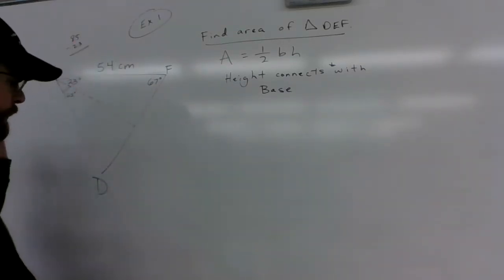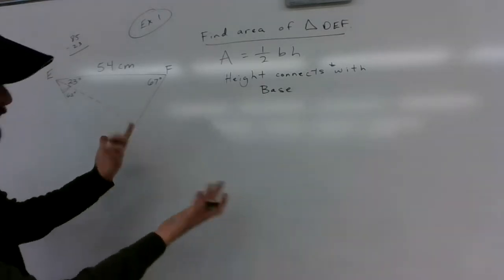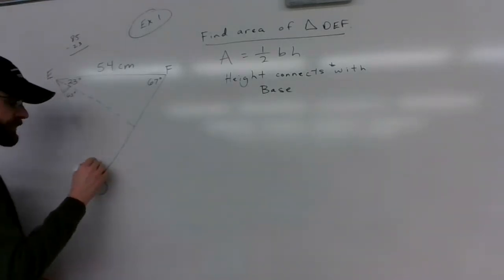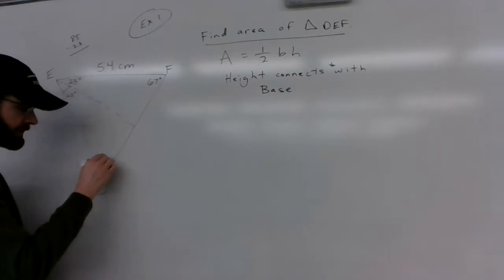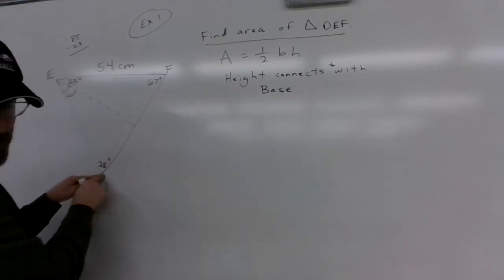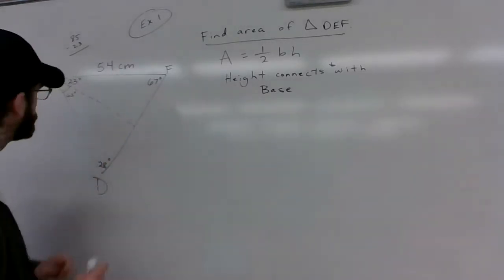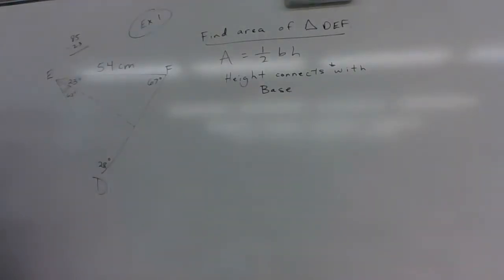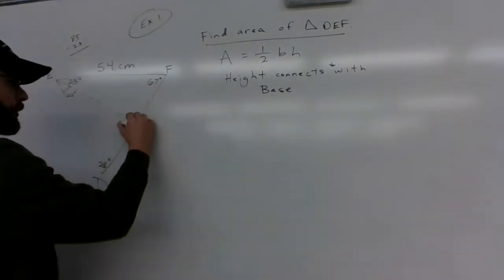I don't know if it's helpful to find D because I didn't say to solve for all the parts, but this is, for the record, 28 degrees, even though it doesn't look like 28 degrees at all. Not drawn to scale. Wait, is that right? 28 degrees? I guess so, yeah. So now we've got this right triangle.